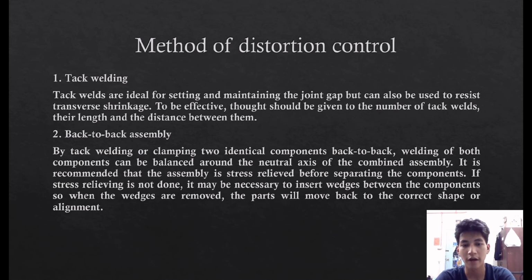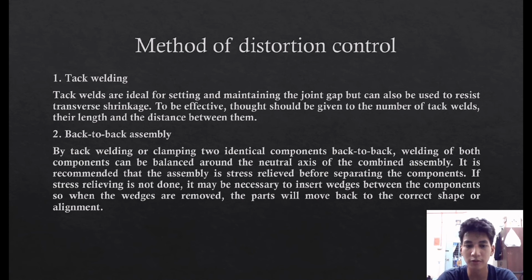So, the methods of distortion control. Number 1. Tack welding. Tack welds are ideal for setting and maintaining the joint gap, but can also be used to resist transverse shrinkage. To be effective, thought should be given to the number of tack welds, their length, and the distance between them.